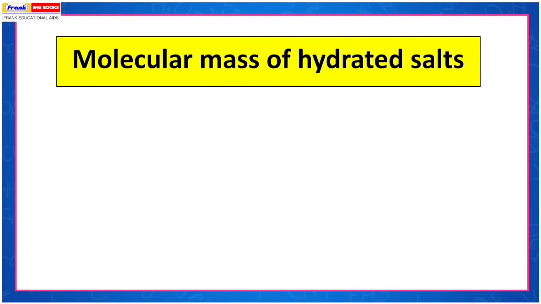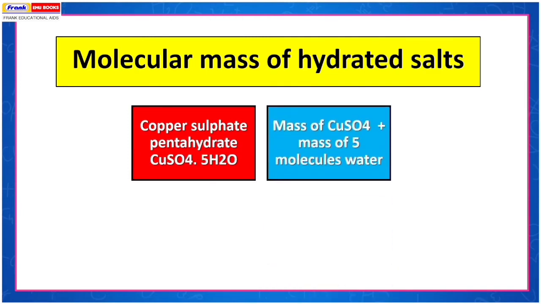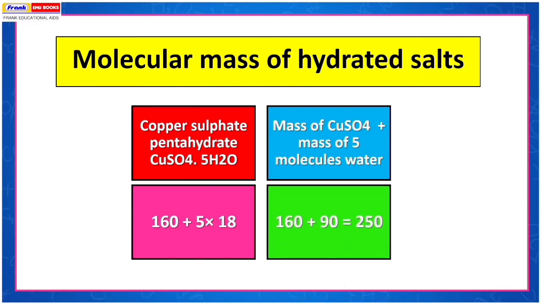Molecular mass of hydrated salt. Copper sulfate pentahydrate, CuSO4.5H2O. That is mass of CuSO4 plus mass of 5 molecules of water. 160 plus 5 into 18, that is 160 plus 90, which equals 250.